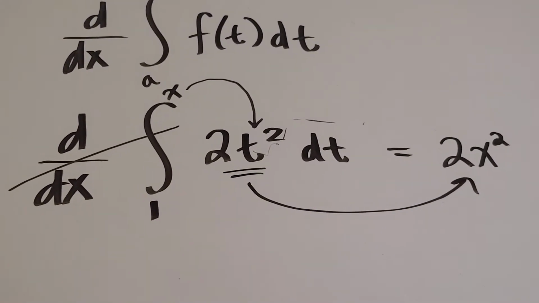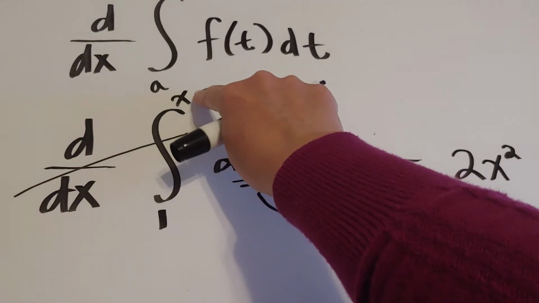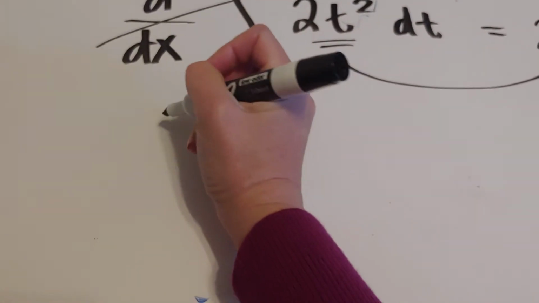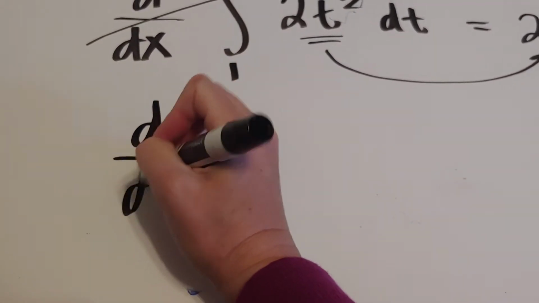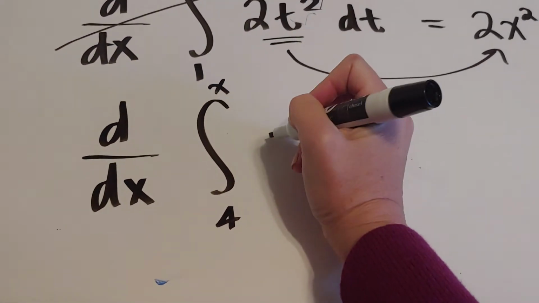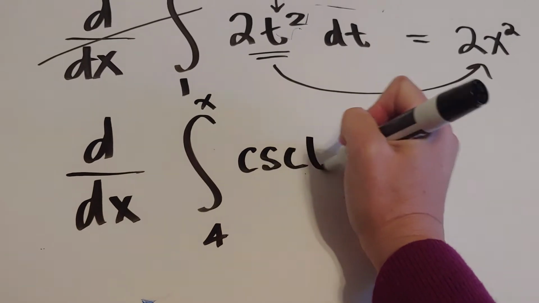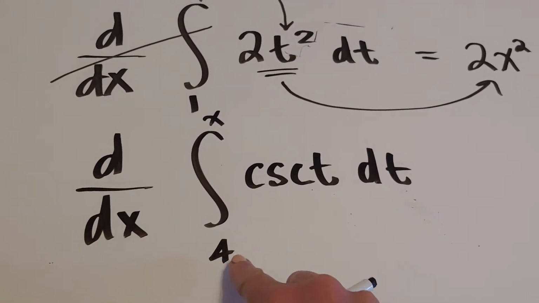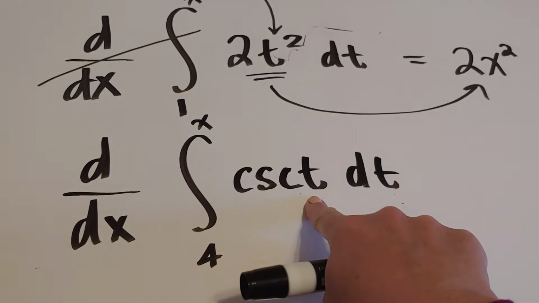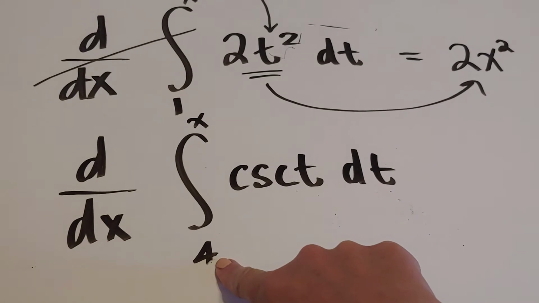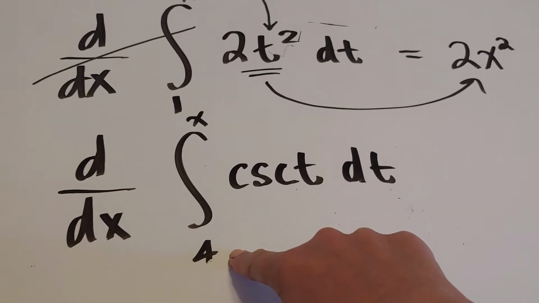All right, let's go ahead and do a couple more, and then I'm going to show you what happens when it's not an x. Okay, so let's do this one, it's really weird: d/dx from 4 to x of cosecant t dt. Again, notice I wrote a 4 here instead of a 1. It doesn't matter what number it is as long as it's a number.